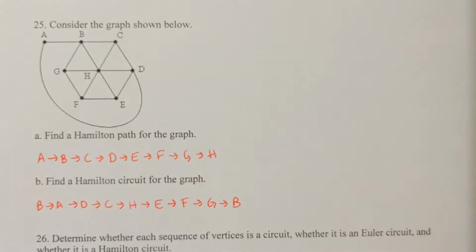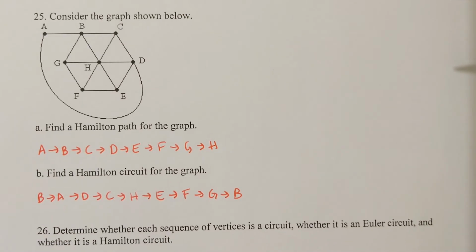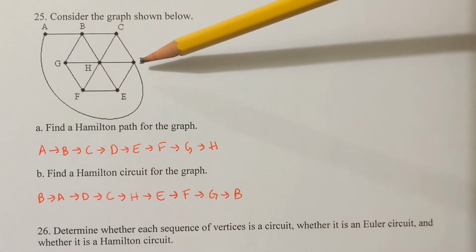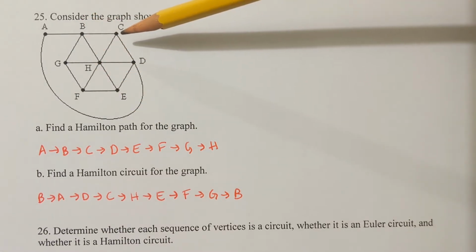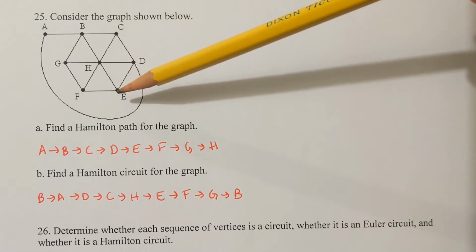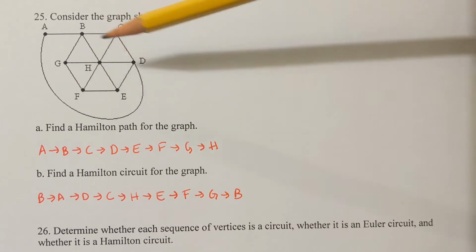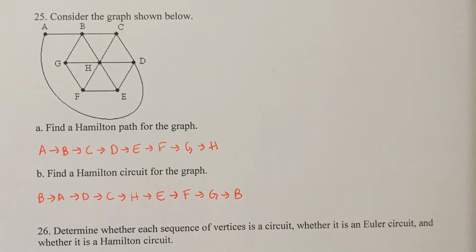Find a Hamilton circuit for the graph. So I've got to use every vertex once, and the start and end points have to be the same. So if I go B to A to D to C to H to E to F to G and then back to B, I would have found a circuit since the first and last vertices were the same.